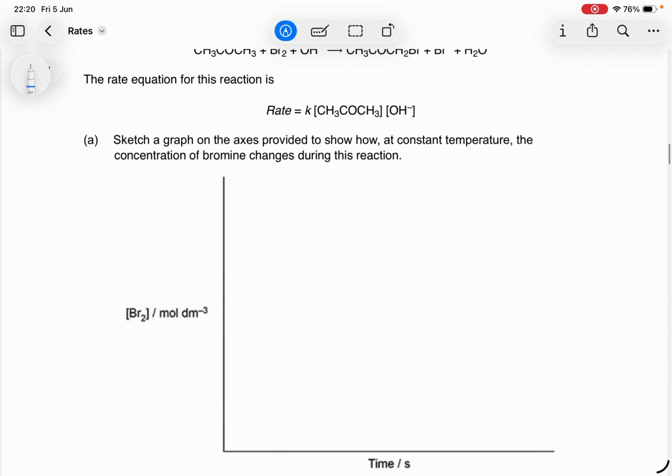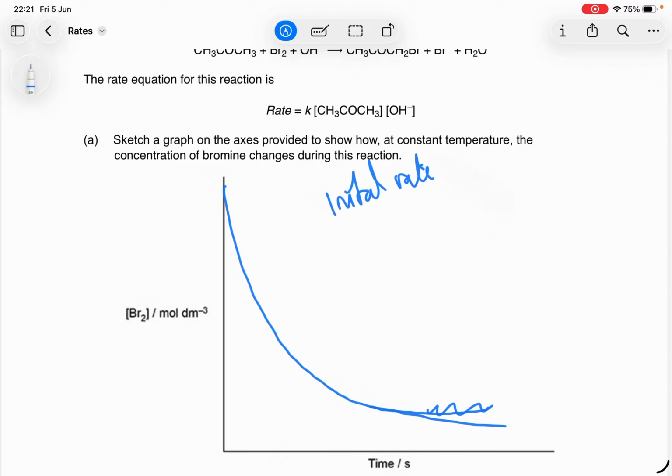This is the standard one. Sketch a graph to show how, at constant temperature, the concentration of bromine changes. It's going to change. Oops, it shouldn't go back up. Something like that. Okay, so it shouldn't go back up. That's a standard one.